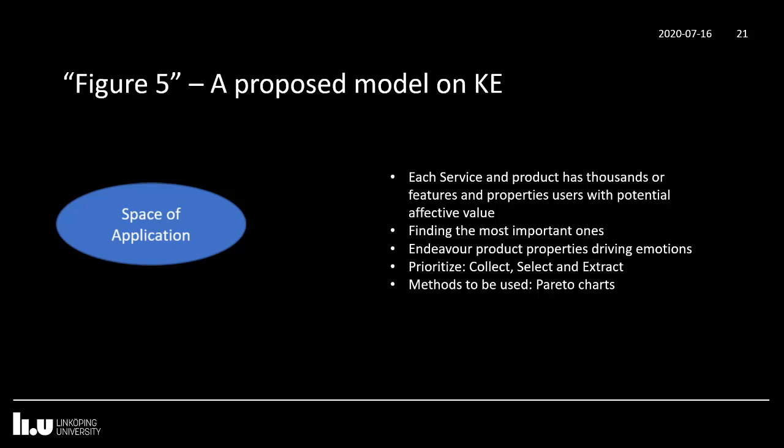Any product has, I guess, thousands, 10,000, maybe 100,000 of different properties, features, but not all of them are considered by the customer as important for the affective impression. So we need to prioritize. We need to find ways to define the properties which are important for the affective impact on the users.